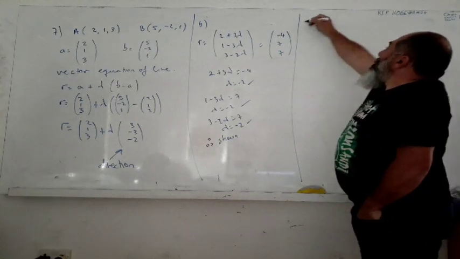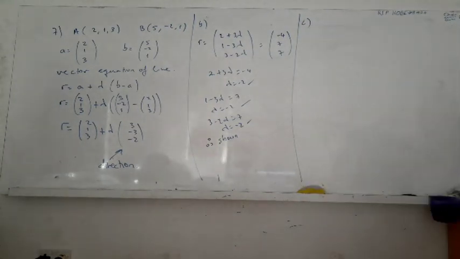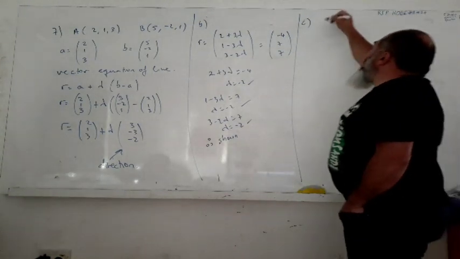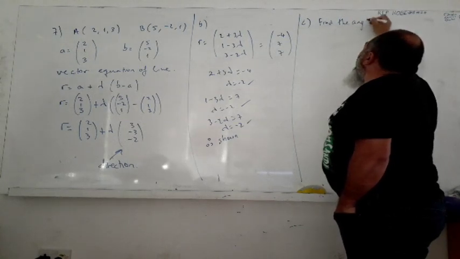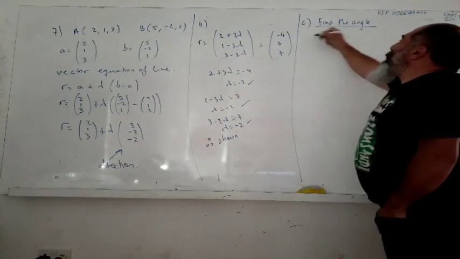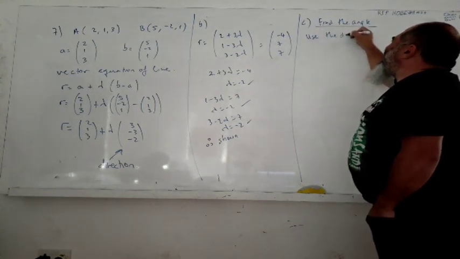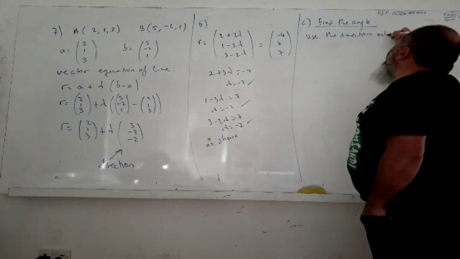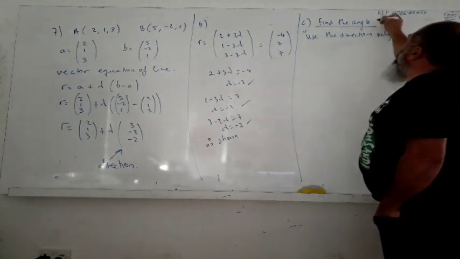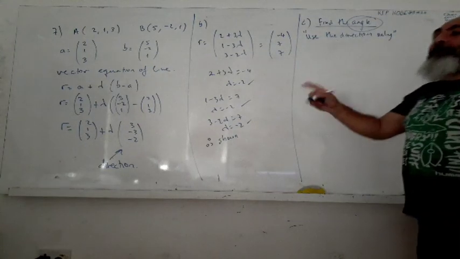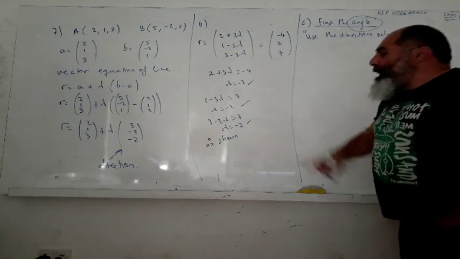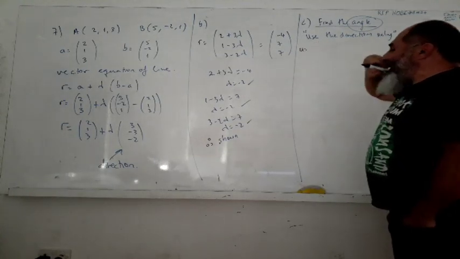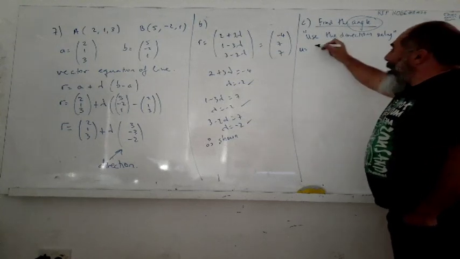C. Find the angle between line L and the x-axis. If the question is find the angle, it means we have to use the directions only. If the question involves angle, you have to use the directions of the equations only. What is the direction? Say that U is the direction of line L. It is 3, minus 3, minus 2.